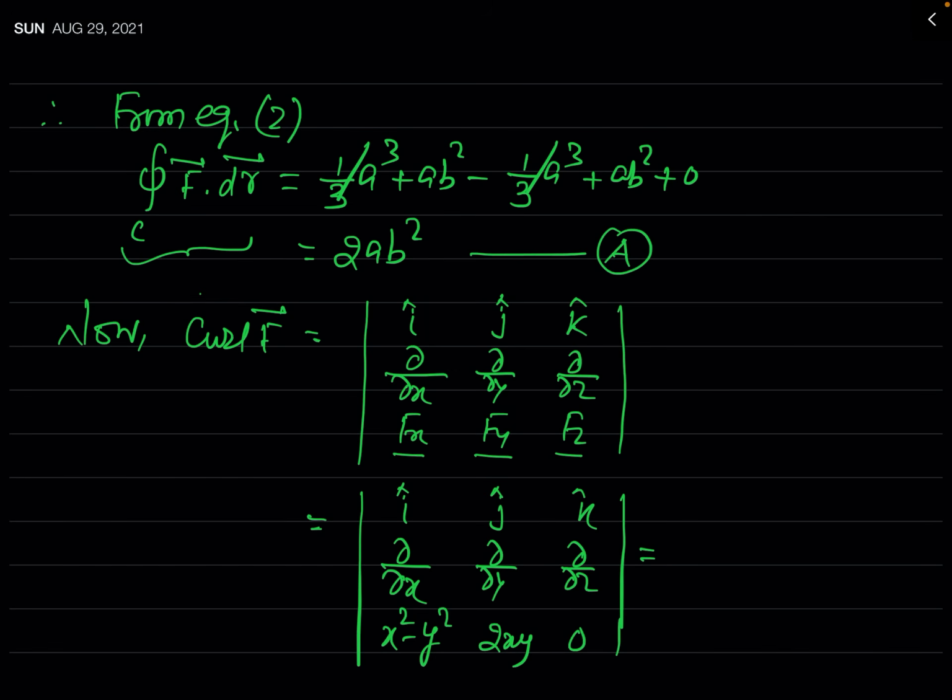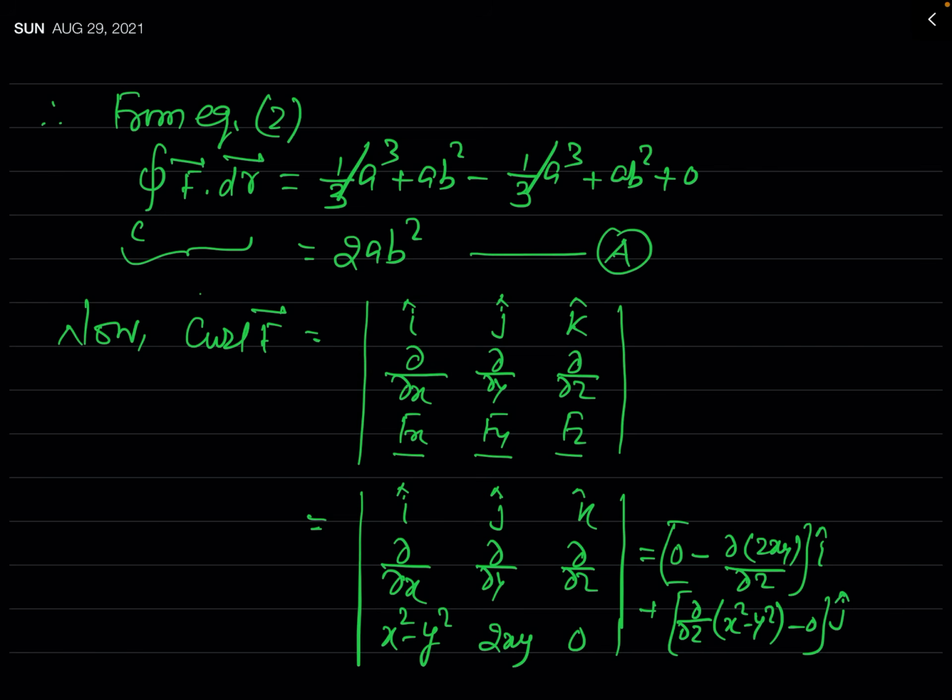So now let us solve this. You can see this will be del 0 by del y, that will be 0, minus del 2xy by del z, i. Plus, again I am taking plus here, so you can see this will be del by del z of x square minus y square, and minus del 0 by del x, that will be 0.